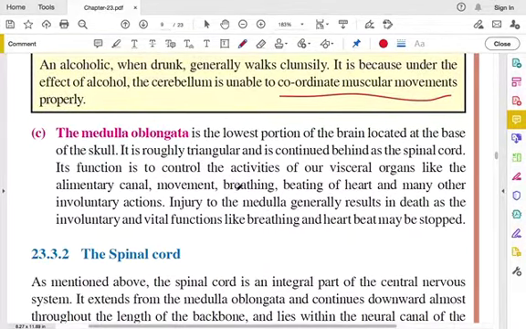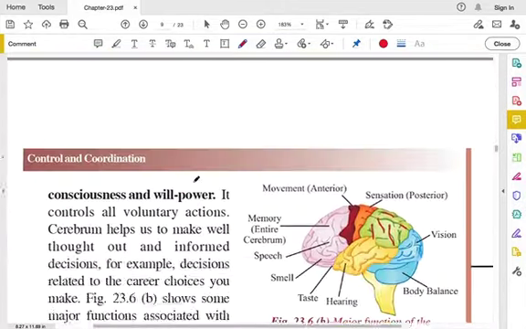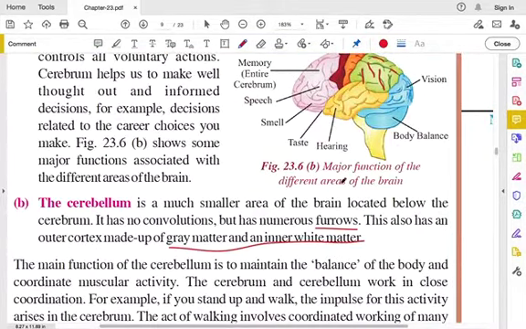Then next is the medulla oblongata. The medulla oblongata is the lowest portion of the brain. It is located at the base of the skull here. You can see, this is the medulla oblongata.